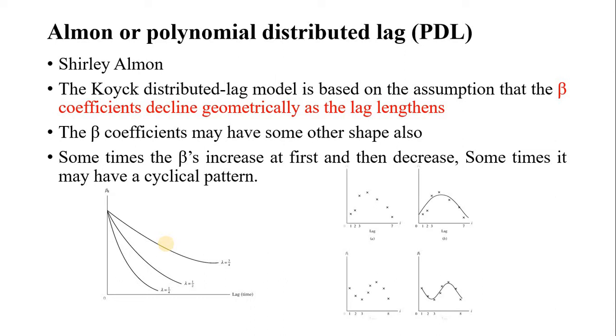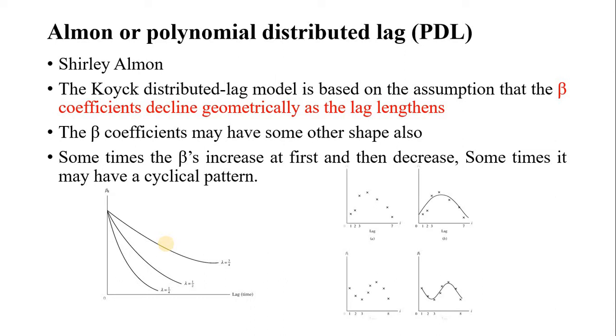Okay, so all the betas will not have the same sign and they will not decline geometrically. This was the idea behind the development of a new model called the polynomial distributed lag models. Koyck constructed his model based on one assumption: betas decline geometrically. But Shirley Almon argued that the beta coefficients may have other shapes. They will not decline geometrically.